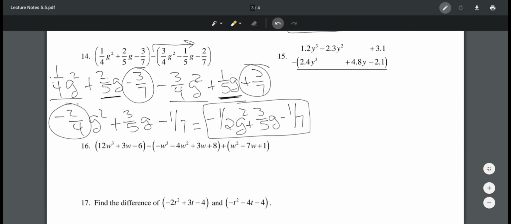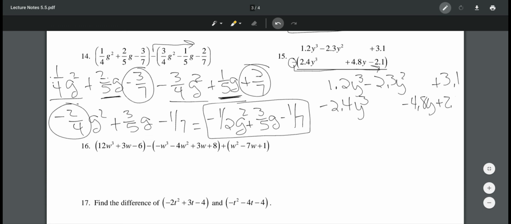Now, number 15, that tends to be a little bit more difficult if you write it down in the column format, because this tells me that I need to add the opposite of this bottom row. So I'm going to keep the top row exactly as it is. I'm even going to leave the space. Now, I need to distribute that negative all the way across. So that would become negative 2.4 y to the third. Leave a space here. That would become negative 4.8 y and positive 2.1.